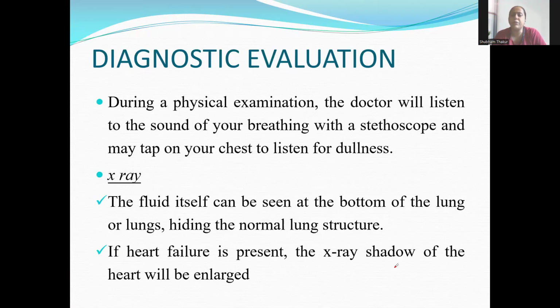In the diagnostic evaluation, with the help of physical examination, we can know the patient is having this disorder. Then after that, we can suggest the patient for an X-ray. With the help of the X-ray, we can identify the patient is having pleural effusion. Then whether the patient is having heart failure or any other condition.